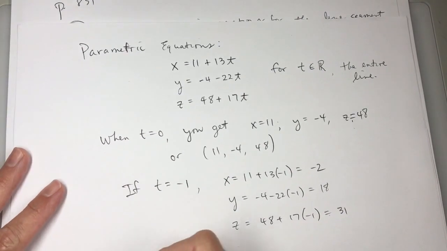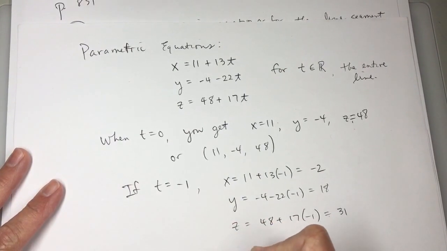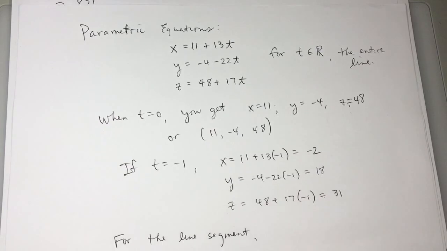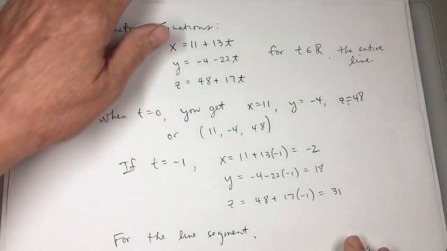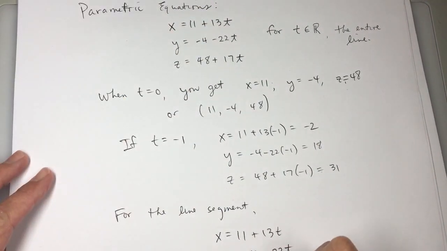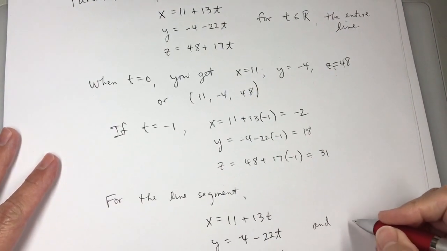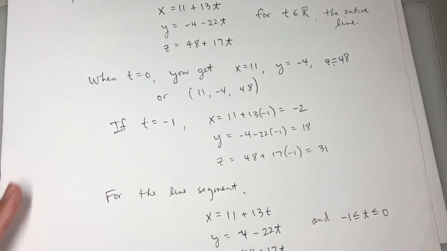So for the line segment between those 2 points, I could say x is 11 plus 13t, y is negative 4 minus 22t, and z is 48 plus 17t, and t is between negative 1 and 0 to cut it off at those points.